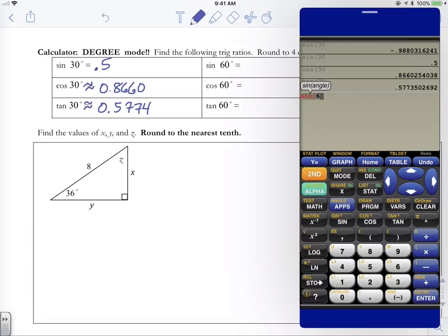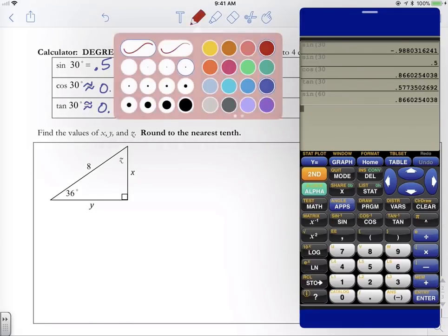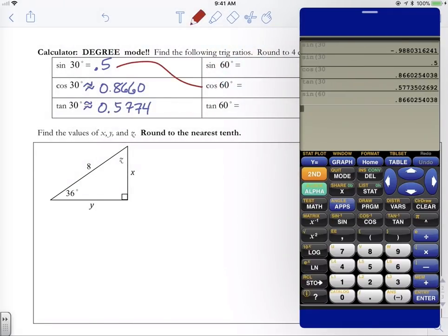Now remember that the sine of 60, we can type in the calculator and get 0.8660. But remember that we can use what we know from before. Cosine of 30 is the same as the sine of 60, and the cosine of 60 is the same as the sine of 30. So the cosine of 60 is 0.5.